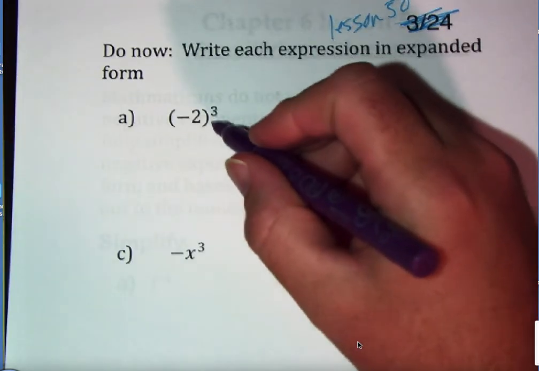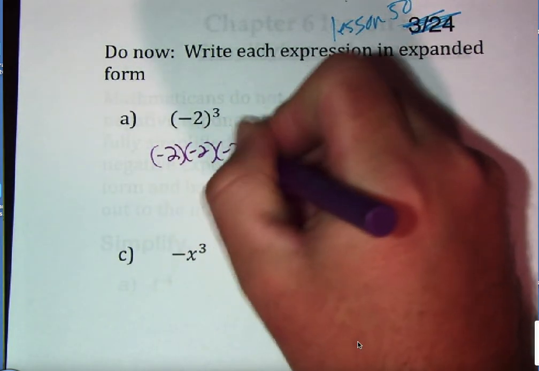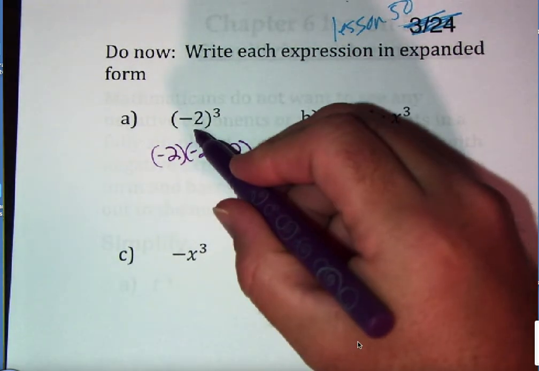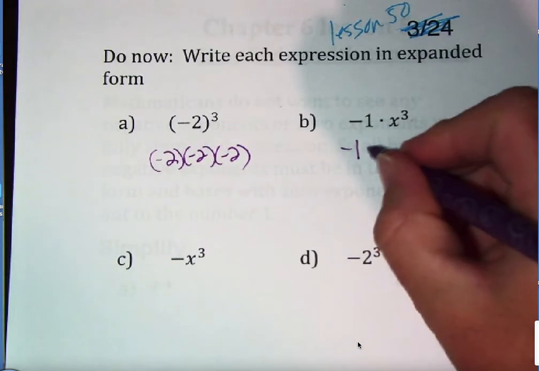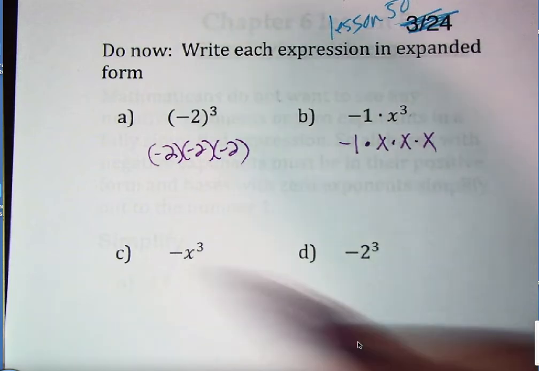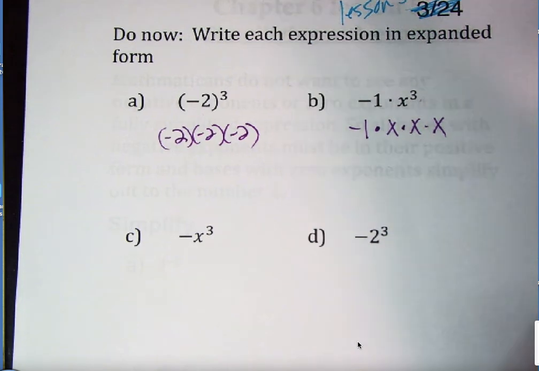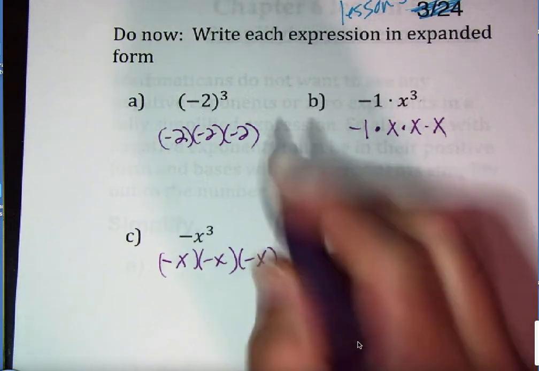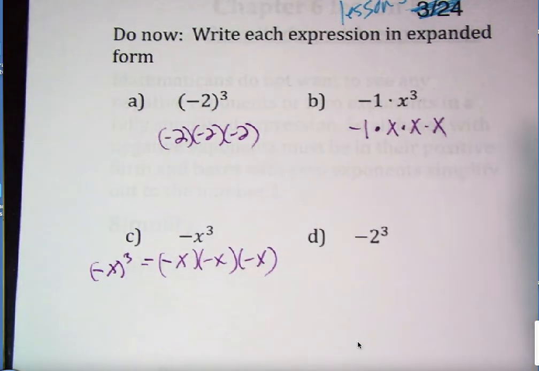Negative 2 to the third. What does that mean? Well, it means negative 2 times negative 2 times negative 2, because we have a base of negative 2 and 3 copies of it. How about negative 1 times x to the third? Well, that's negative 1 times x times x times x. How about the next one? Well, to be honest, it's not equal to this, because this would equal negative x to the third.